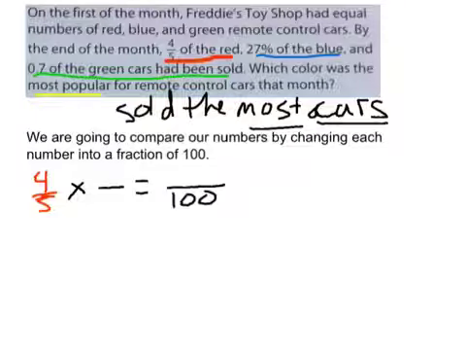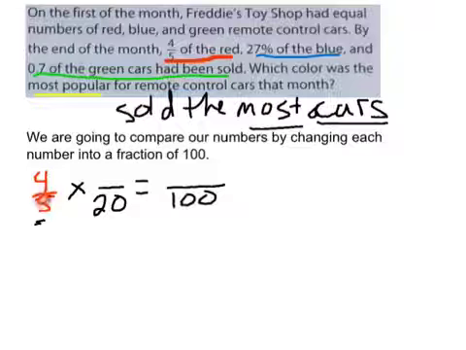We're going to start with 4/5, the red cars. So 4/5 of the red cars were sold in this month. What we want to do is take a look and say, how can I take my 5 and change it into a 100 through multiplication? Well, I can multiply 20 to get 100. 5 times 20 is going to give me 100. So that takes care of my denominators.